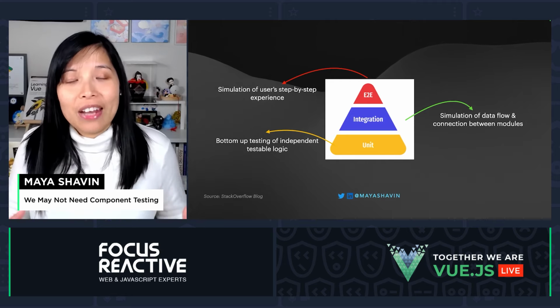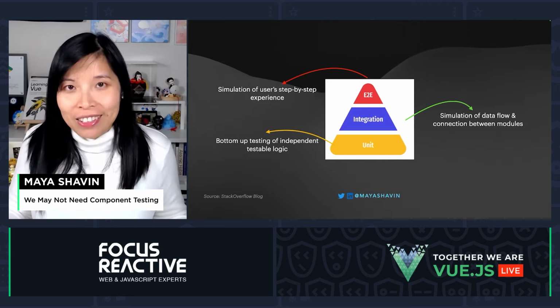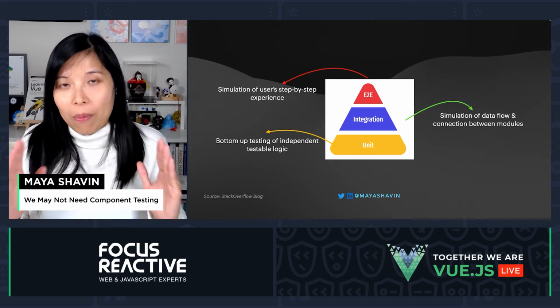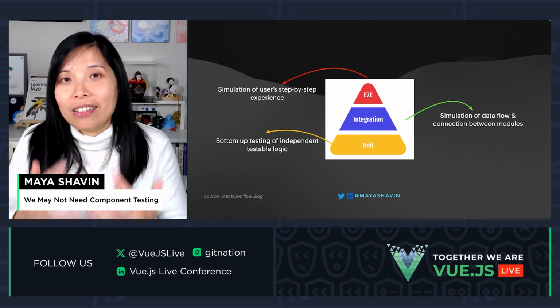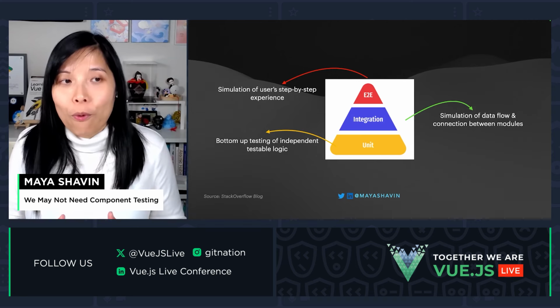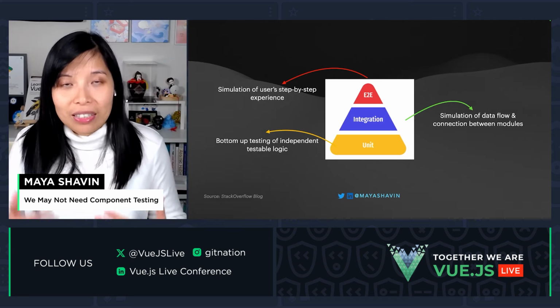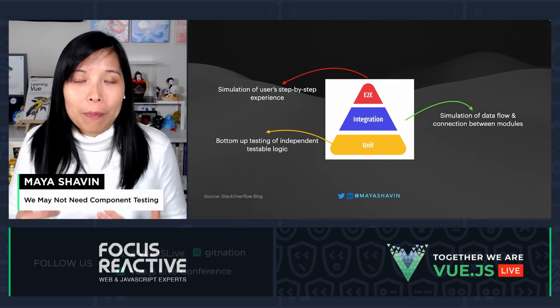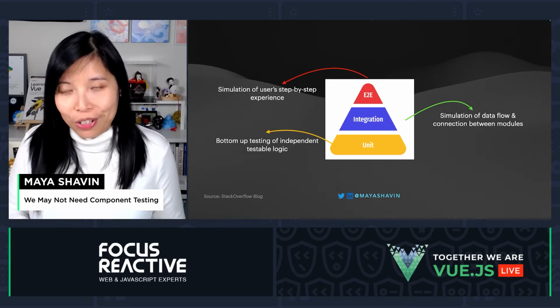And finally, end-to-end test is the most expensive one, with very few tests, which you can see at the top of the pyramid. It's expensive, but it's also very important to simulate the experience of users step by step on how they interact with the application before you do the deployment.